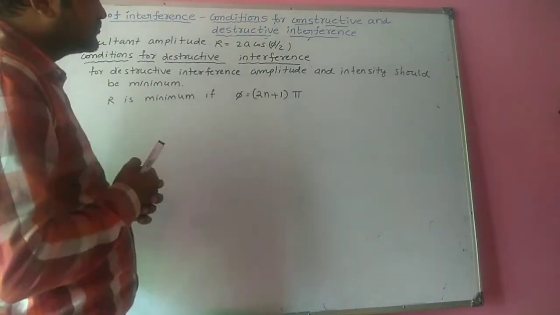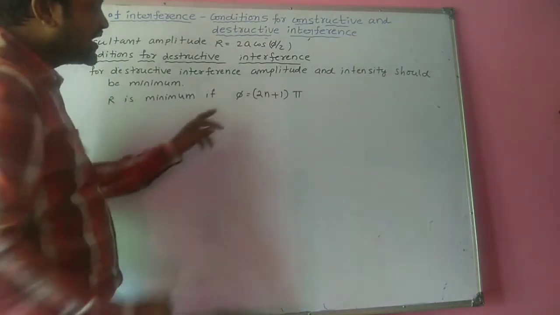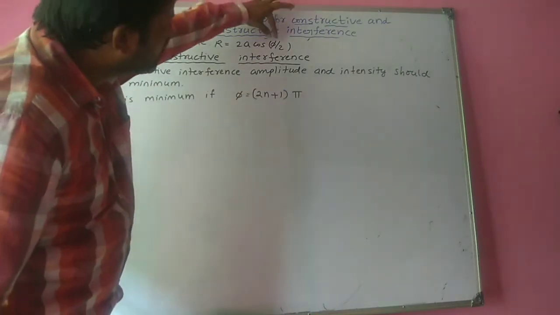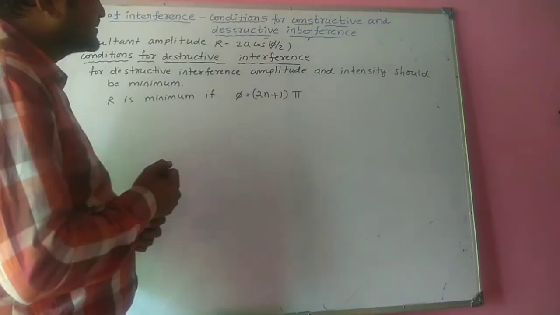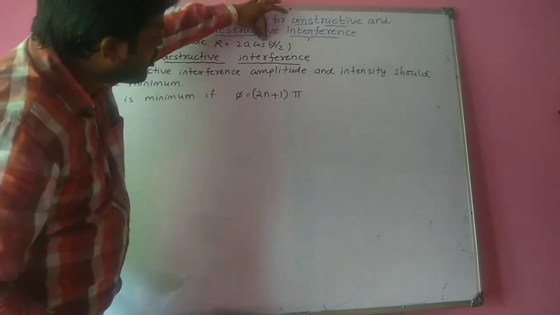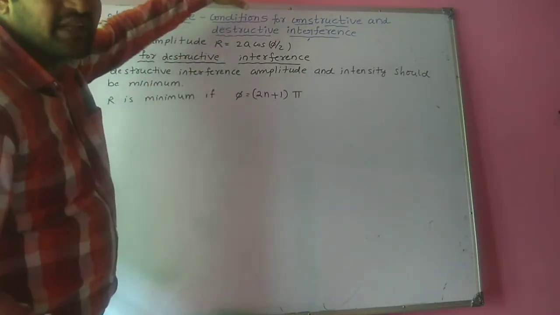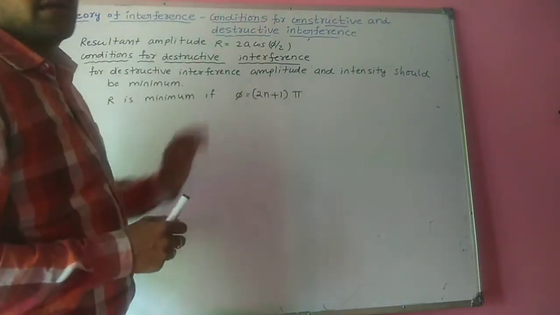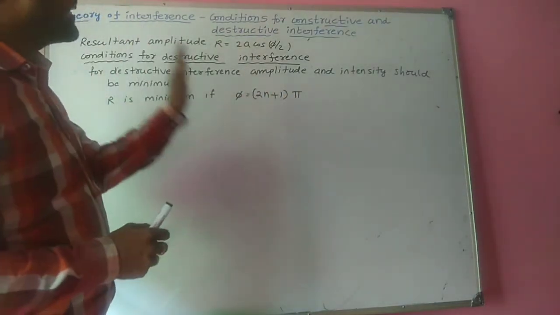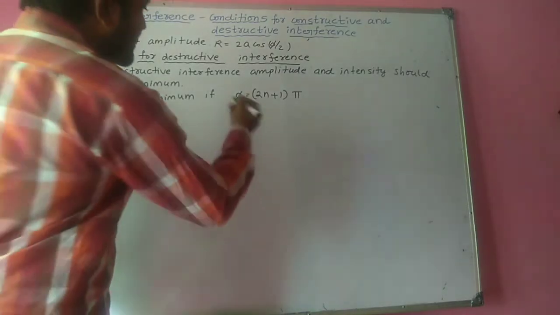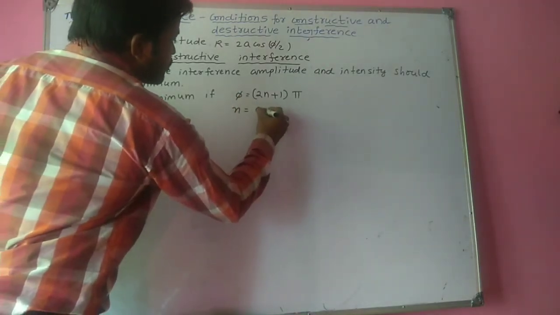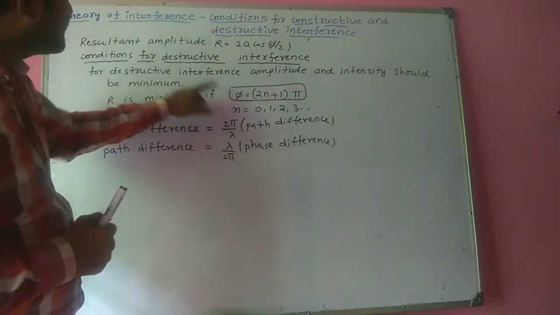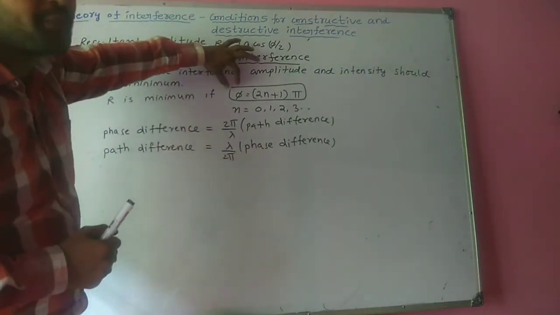That means R is minimum if the phase difference phi is equal to 2n plus 1 into pi. If you substitute 2n plus 1 into pi, then the cos term will become 0 and amplitude becomes minimum. For this phase difference, phi equal to 2n plus 1 into pi, the amplitude becomes minimum and destructive interference takes place. Here n is equal to 0, 1, 2, 3 and so on. Now this is the condition for destructive interference in terms of phase difference.